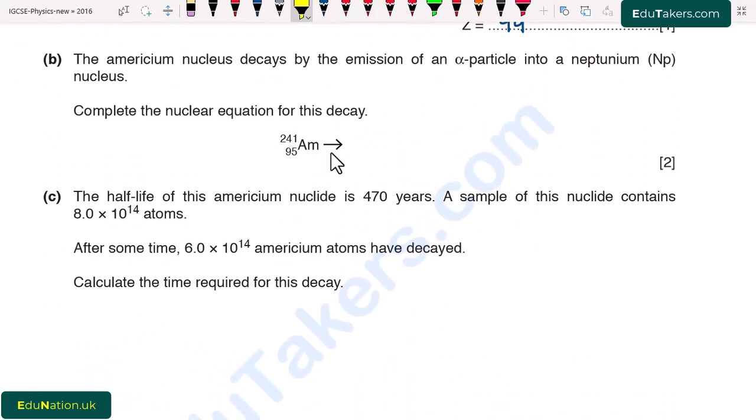Part B, the americium nucleus decays by the emission of an alpha particle into the neptunium, whose symbol is Np, nucleus. Complete the nuclear equation for this decay. So we have to complete this equation.